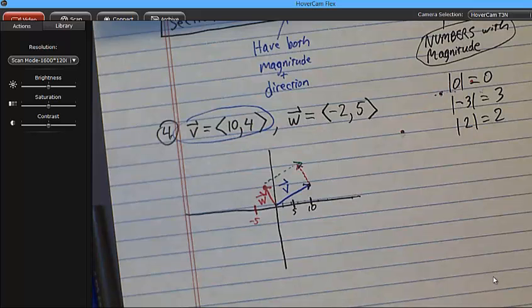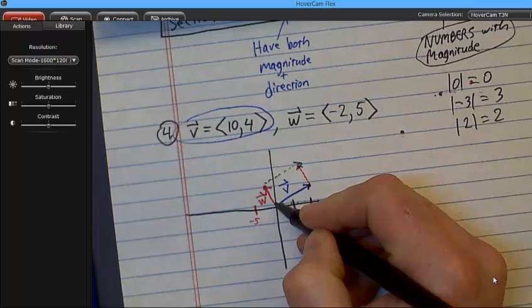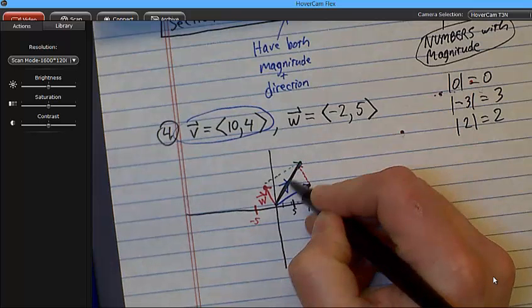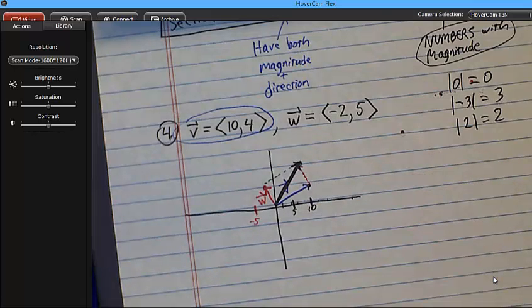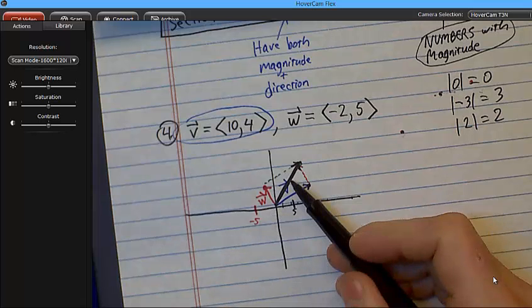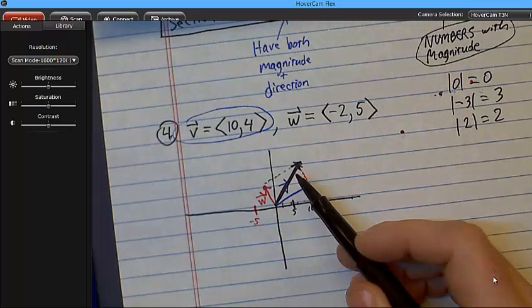Matter of fact, let me draw it. This vector, kaboom! That's where I'm going to get pulled. You guys that said I'm going to get pulled into quadrant 1, you're correct. That's the sum of these two forces. Now, if I brace my feet, maybe I won't be pulled. But it's the sum of the forces, the vectors V and W.